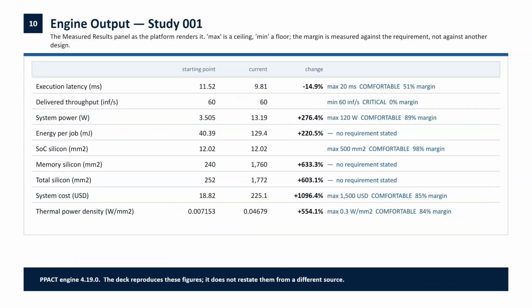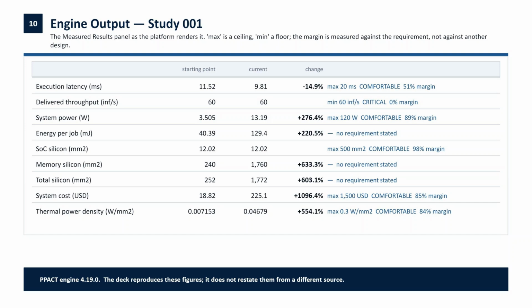This page reproduces the measured results panel from PPACT Studio, including the notation and numerical precision produced by the engine. The right-hand column shows requirements and margins. A maximum value represents an upper bound, and a minimum value represents a lower bound. Margin is calculated relative to the requirement, not relative to another design.